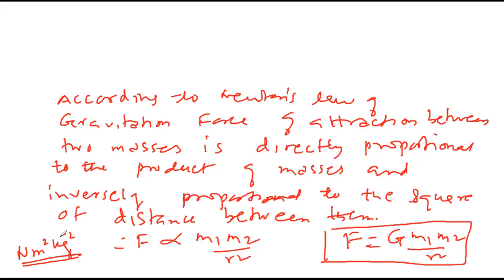A body of mass 5 kg is moving with velocity 2. Find linear momentum. Velocity is 2, mass is 5. What is the linear momentum formula? Linear momentum is denoted by P. Formula? Be quick. What is the formula for momentum? Mass into velocity. So 5 into 2, 10 unit kg meter per second. Okay?